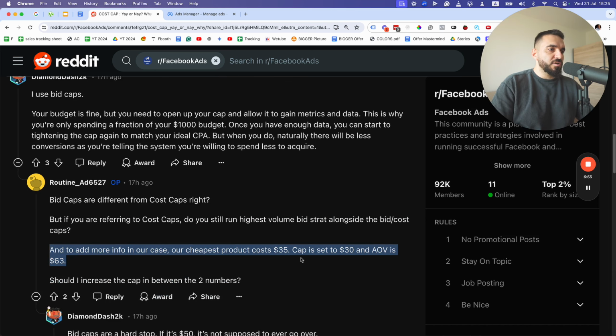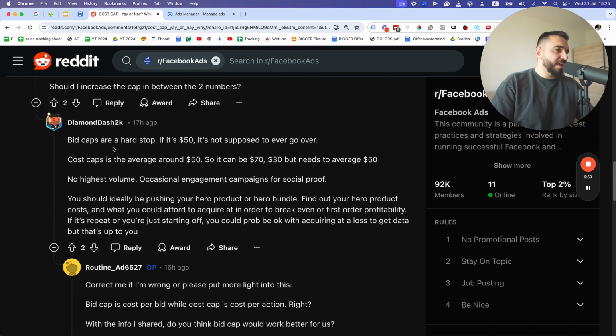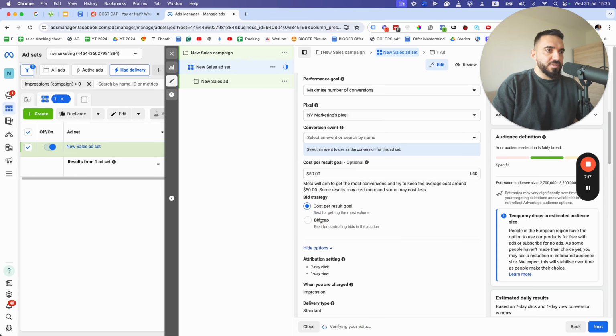Our cheapest product costs 23, cap is set at 30 AOV. Bid caps are a hard stop. If it's 50, it's not supposed to go over. Cost cap is the average around 50, so it can be 70, 30, but let's say once you run the campaign for a while, it averages to 50. And this is the main difference between the cost per result strategy and the bid cap.